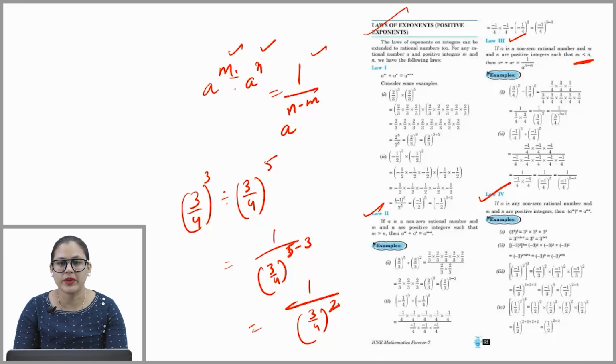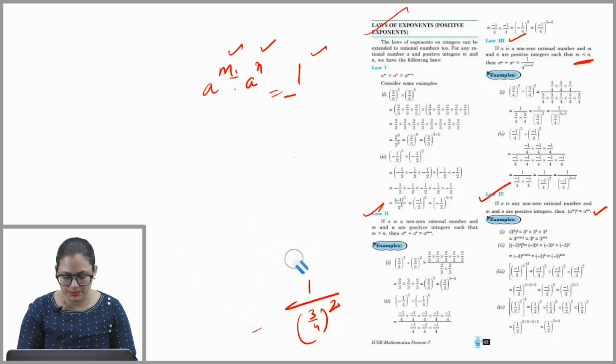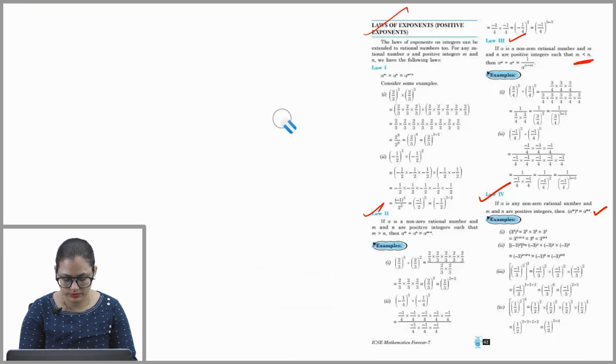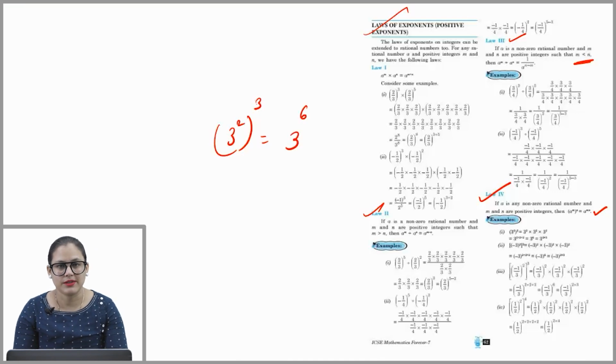Next, law 4. If a is any non-zero rational number and m and n are positive integers, then (a raised to the power m) raised to the power n is equal to a raised to the power mn. Means we will multiply both the exponents. Okay, so for example, we have this example: (3 raised to the power 2) raised to the power 3. So what will you do? We will multiply these exponents. 3 raised to the power 2 into 3 is 6, right?